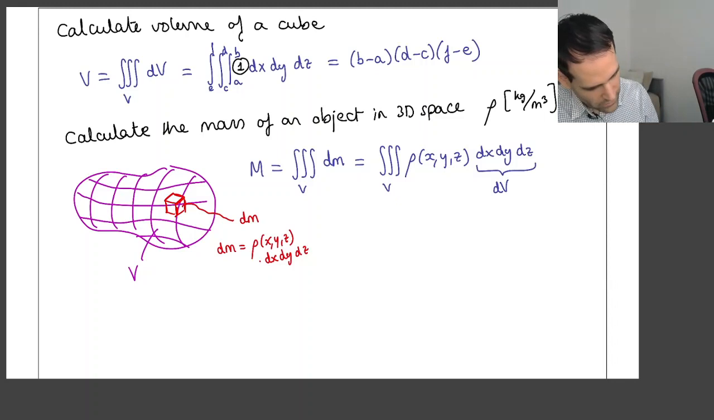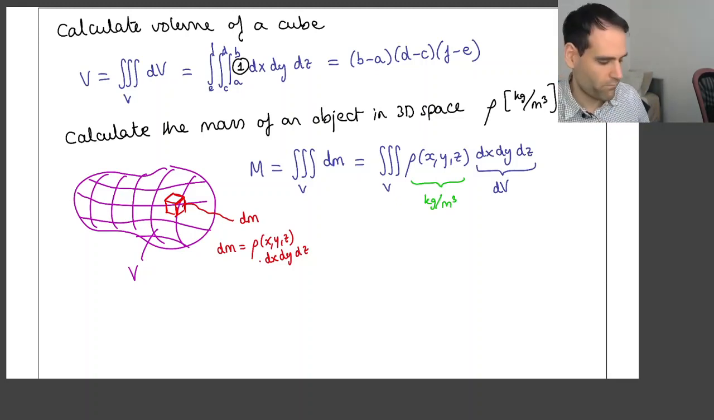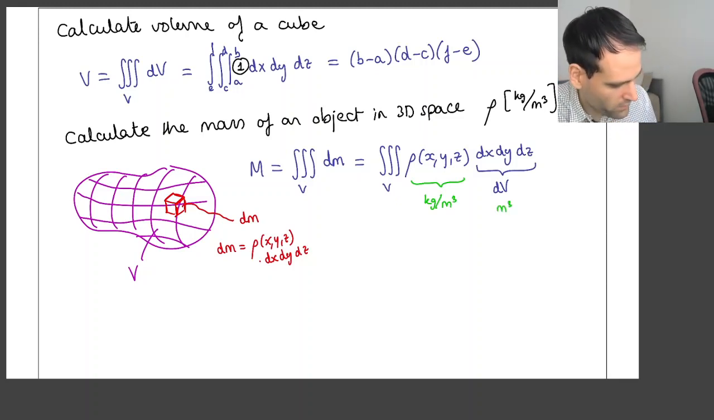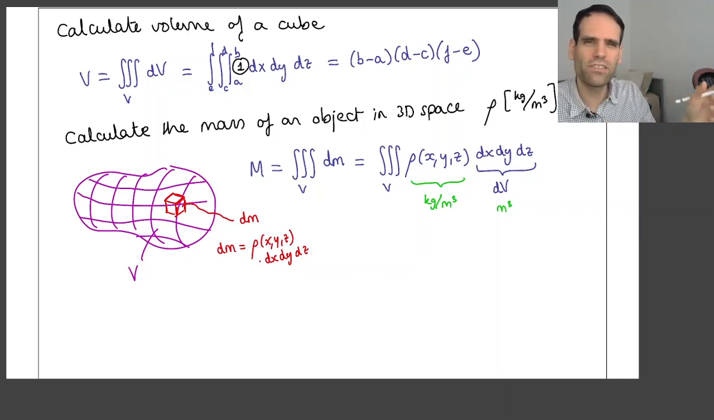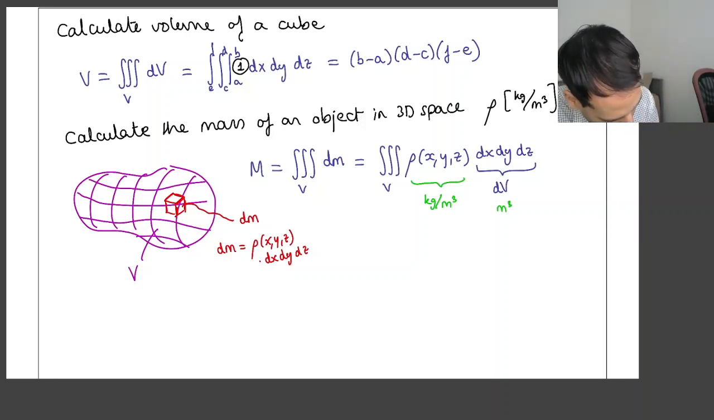And notice that the units always match. The density has units of kilograms per meter cubed. dV has units of meters cubed because it's dx, dy, dz, where each of those has units of meters, and therefore the total mass has units of kilograms.